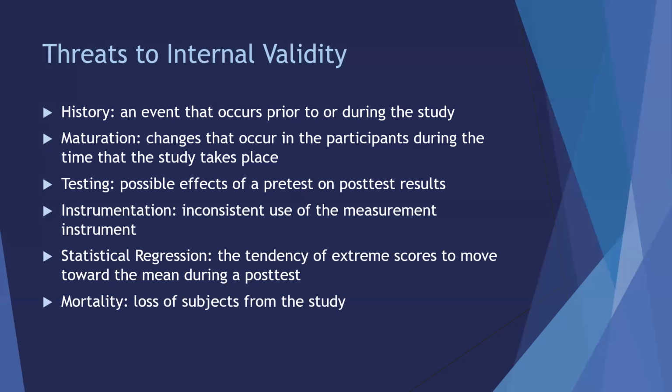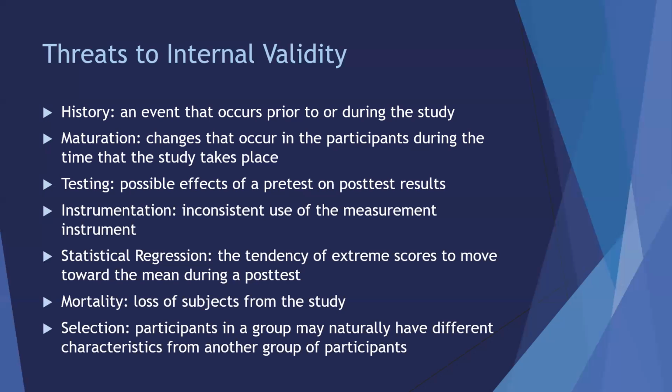The next threat to internal validity is mortality, also known as attrition, or the loss of subjects during the study. Researchers refer to mortality as any reason why a participant may no longer be able to be involved in the study, either voluntarily or involuntarily. The final threat to internal validity is selection. This may occur when a researcher groups participants and the results of the study are due to some naturally occurring characteristic of the group rather than the manipulation of the independent variable.